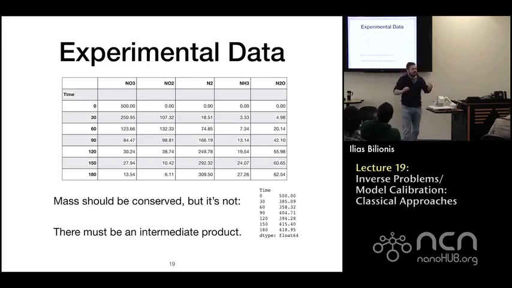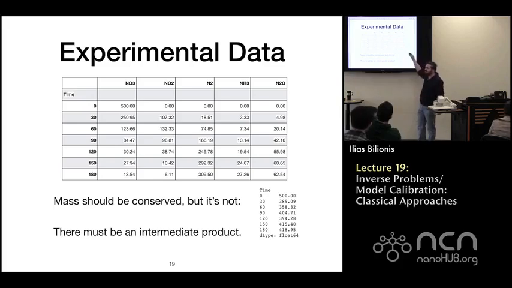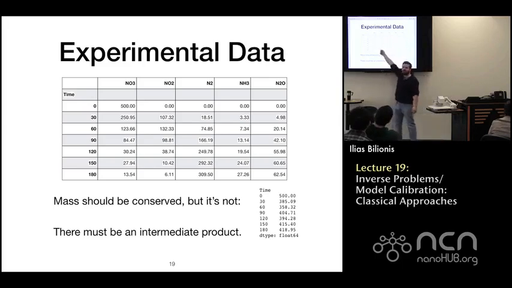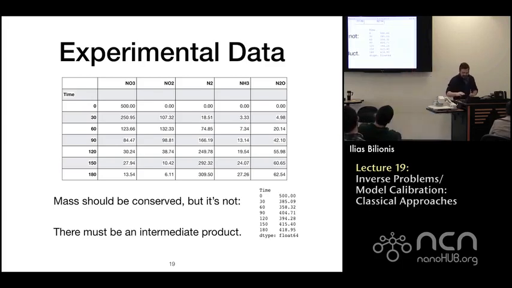Initially you may be inclined to create a model out of these products, like a differential equation that describes how nitrate converts to everything else and everything else converts to everything else. But you know from physics that mass is supposed to be conserved. So if you sum up the masses on its row, you should get 500, but you're always a little bit short of 500. You get less mass. So this is like the total mass.